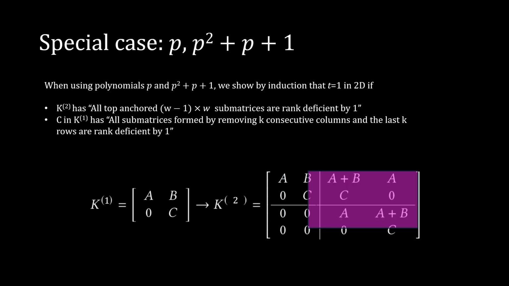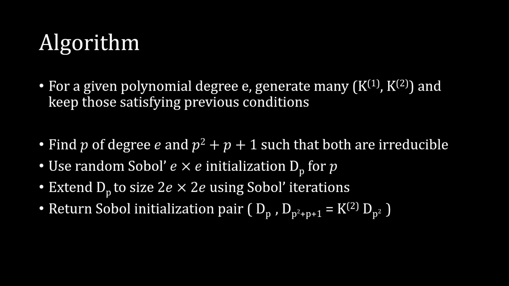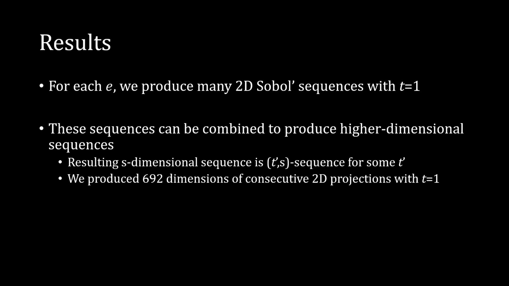Finally, we show by induction that, under the following conditions on the first iteration of our recursive characteristic matrix construction for polynomials p and p squared plus p plus 1, the resulting sequence has t equals 1. We then develop an algorithm benefiting from this result that can produce many such pairs of 2D Sobol sequences. These pairs can be combined to form high-dimensional sequences that remain (t,s) sequences, but with t equals 1 on consecutive 2D projections. We produced 692 such dimensions.